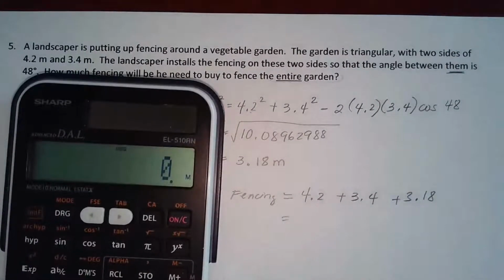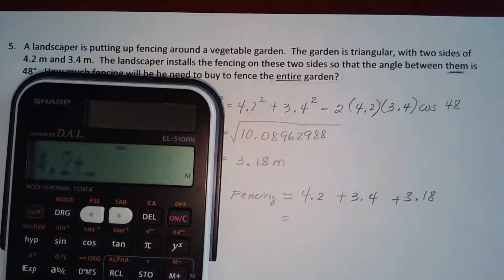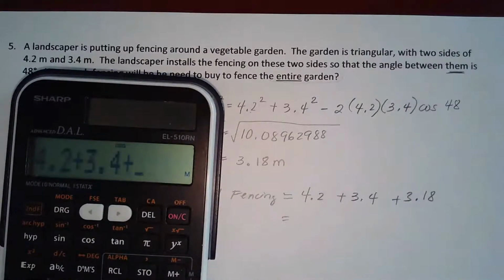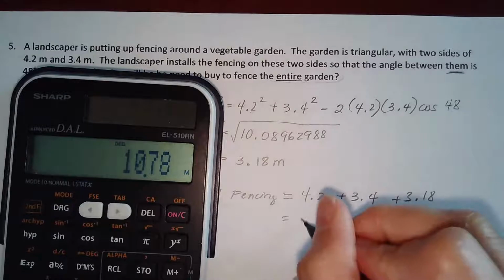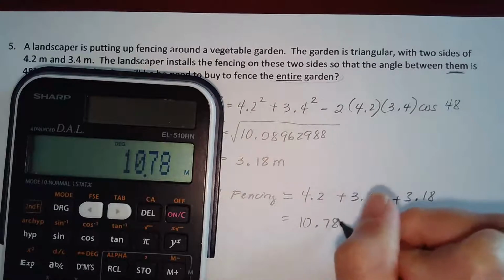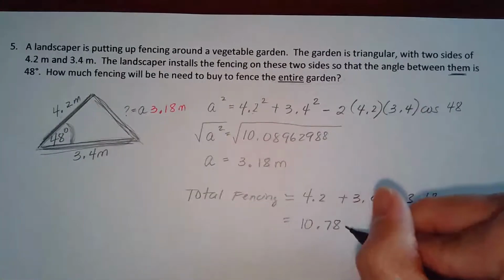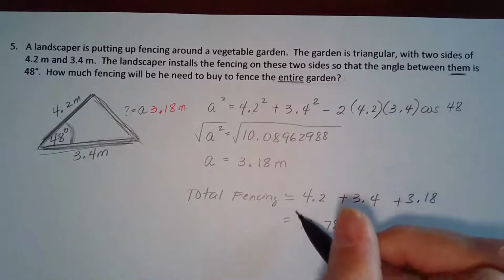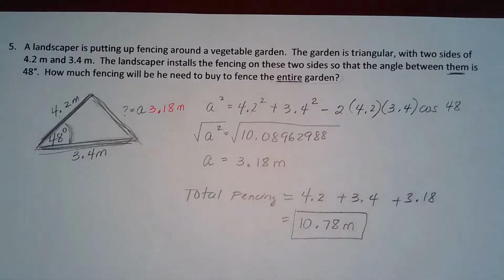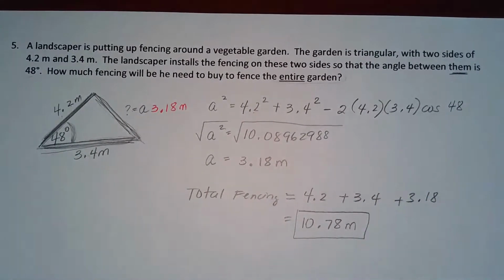So 4.2 plus 3.4 plus 3.18 equals 10.78, and that would be given in meters. Total fencing, 10.78 meters.